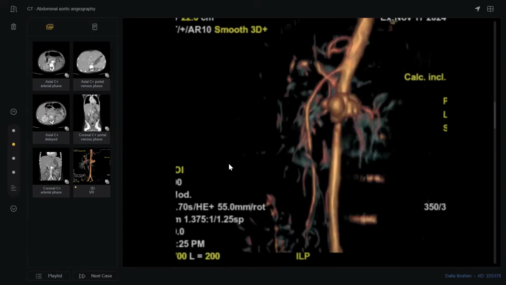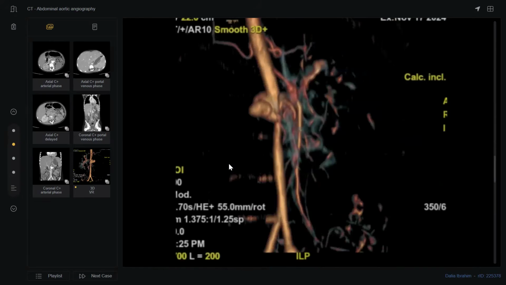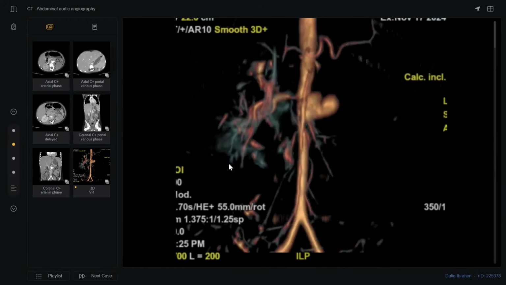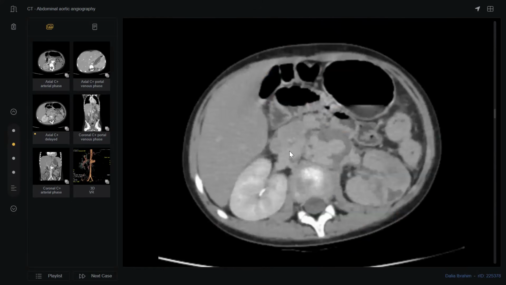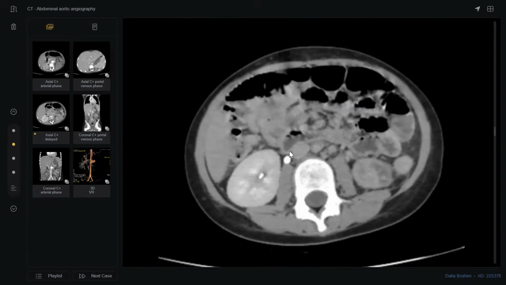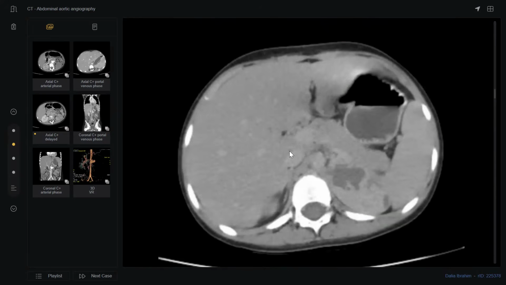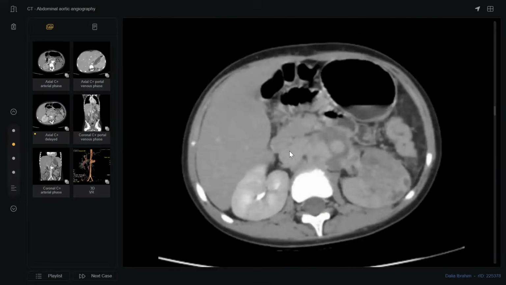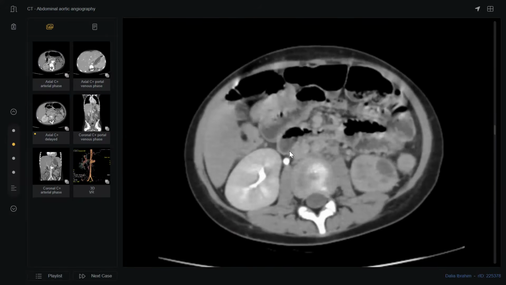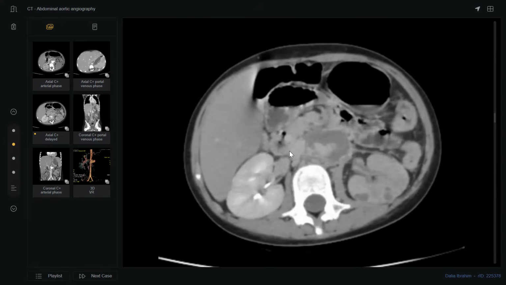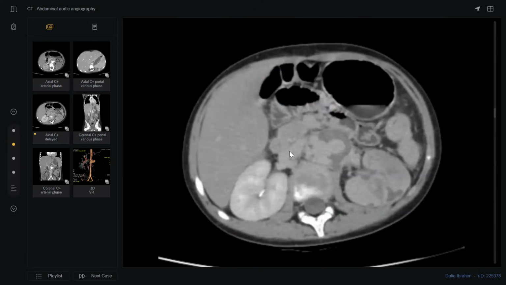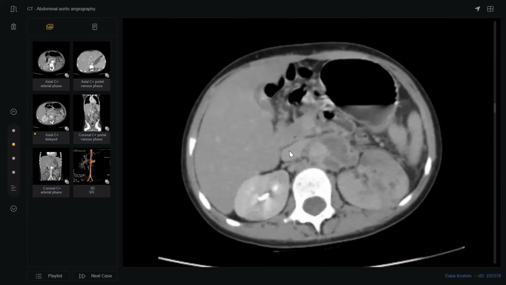Could be due to aneurysm. Okay, this is aneurysm. What type of aneurysm do you know? There is fusiform aneurysm, saccular aneurysm, mycotic aneurysm, and inflammatory aneurysm. Yeah, which type do you think this aneurysm is? Look, this is the delay. Which type?